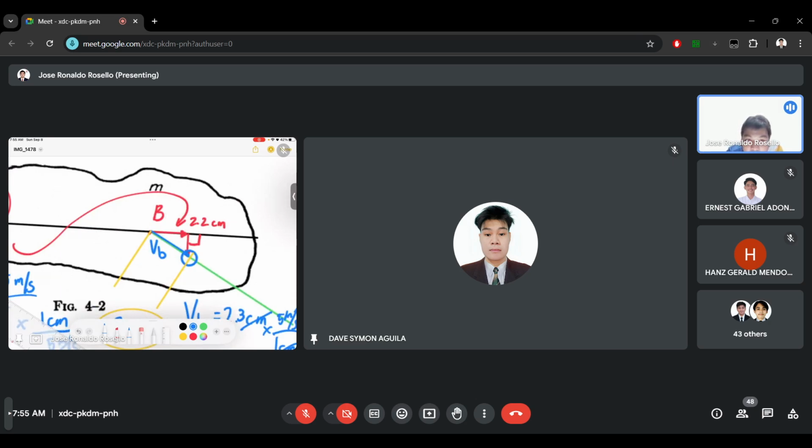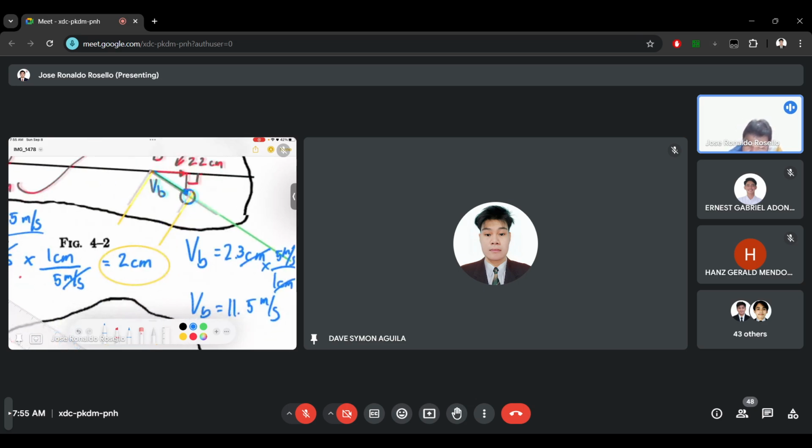Once we have copied it to point B, we will make a perpendicular line also at the end of this copied vector. So we know that it will go down because the direction of velocity B is going down. Then it will intersect on the direction sense of velocity B, and their intersection will be the end of vector VB. Then we have to draw the vector VB and measure its length. So this is what I did.